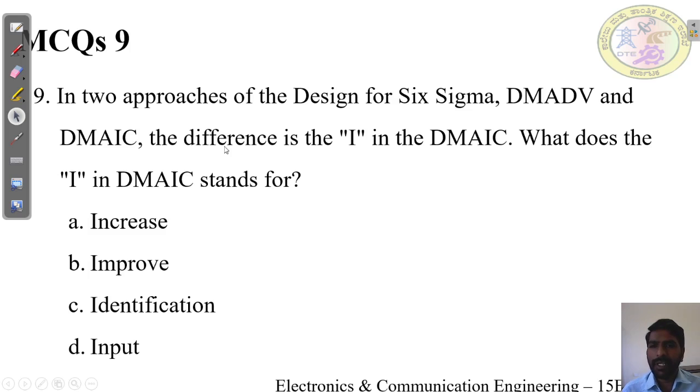And question number 9. The two approaches designed for Six Sigma are DMADV and DMAIC. The difference is the I in DMAIC. What does the I in DMAIC stand for? Option A, increase. Option B, improve. Option C, identification. Option D, input. Pause the video and try to find the answer for this question. The right answer is improve.